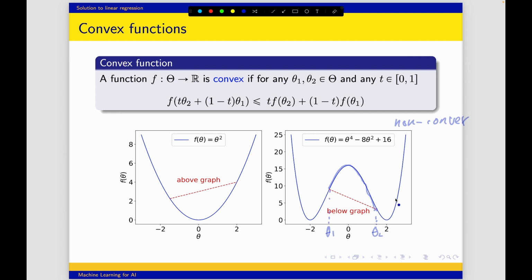Here we're fine, and here we're fine. But here, from here to here, we have a problem. So this is a non-convex function. It's curving downwards in this region. So the opposite of a convex function is what we call a concave function. Right? And concave functions are also okay.